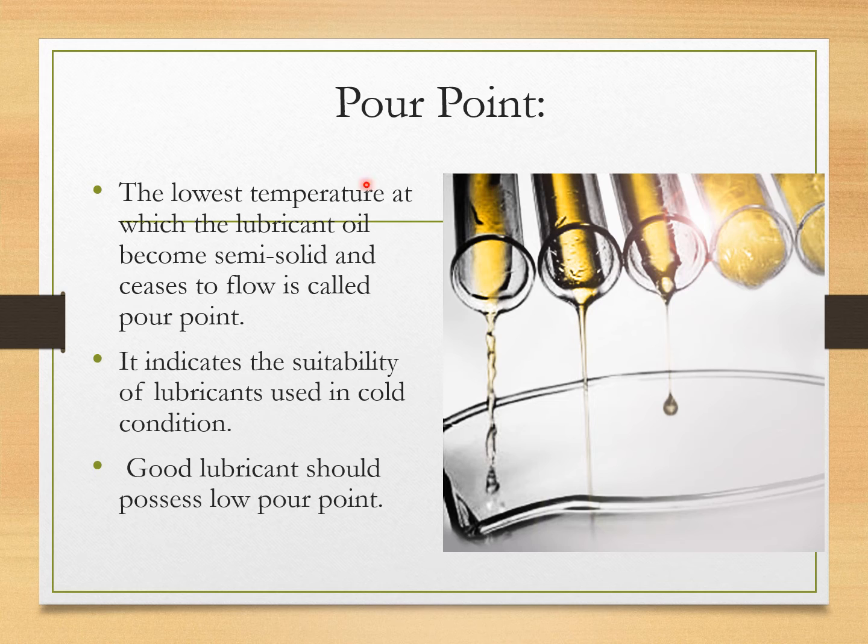Pour point. The lowest temperature at which lubricant oil becomes semi-solid and ceases to flow is called the pour point. Ceases to flow means stops flowing. Here, did you observe these test tubes in which we have filled lubricating oil? In the first one, the lubricating oil is easily flowing. As we make it cooler and decrease the temperature, the oil does not flow easily. It stops flowing. Here it is completely frozen.